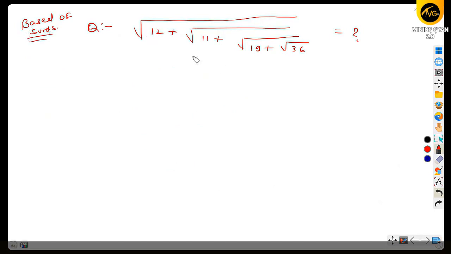First is, root over 12 plus under root over 11 plus under root over 19 plus under root over 36. Basically this is the basic type of square root question and is usually asked in any type of competitive exam. So let's do it.